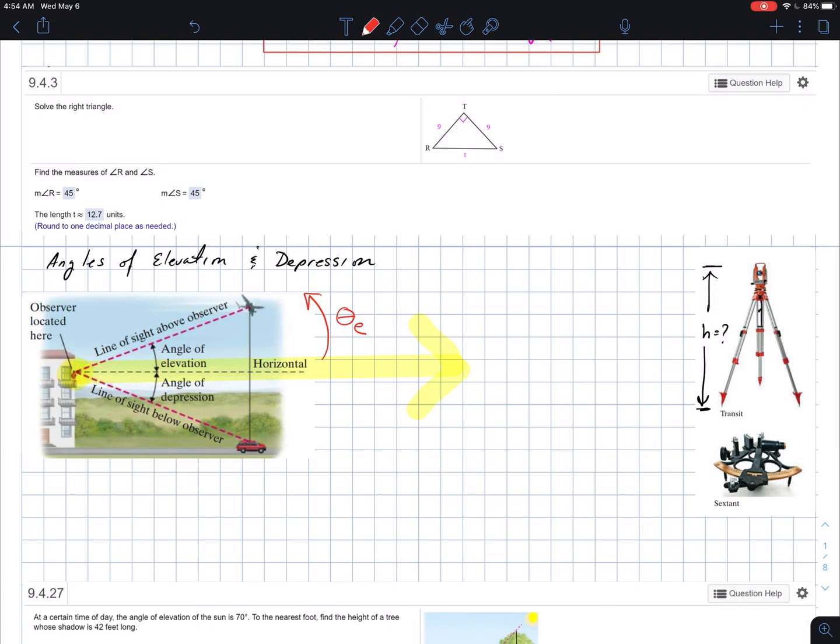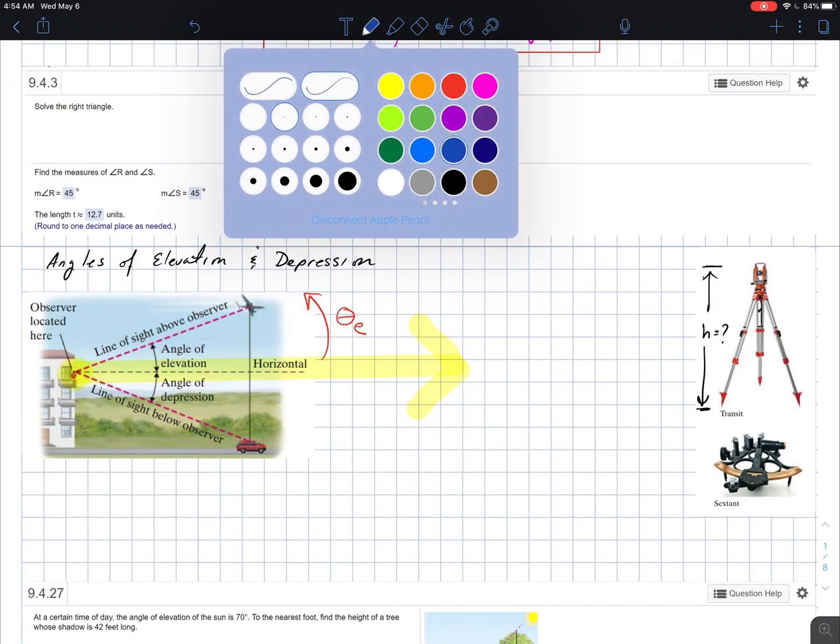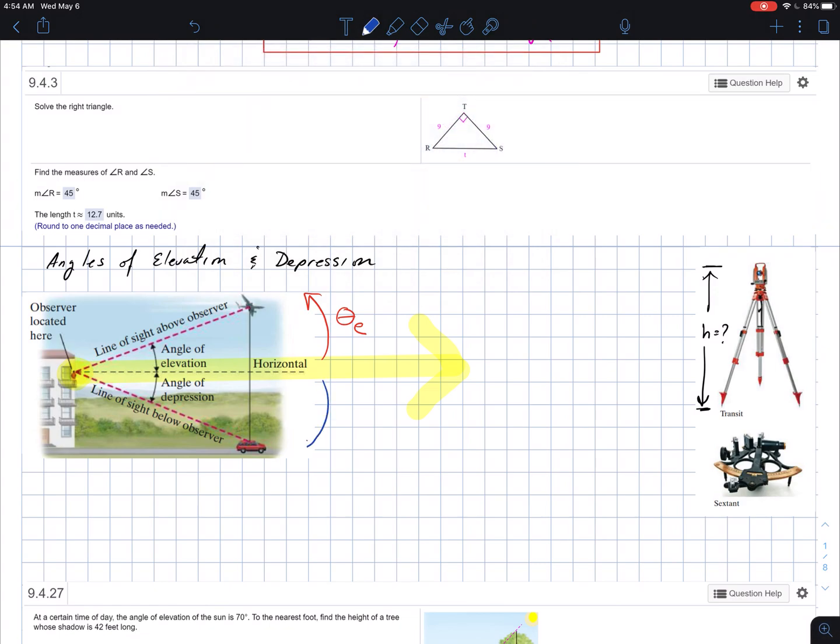I'm elevating my head or your head. If you look up, you're going to start elevating your head, right? So that's an elevation. If I go downward now, right, that's an angle, and I'll call it theta of D, depression. Because when you look down, you're looking in a depressed state. You're looking towards the bottom, okay? So we need to understand those pieces of information.